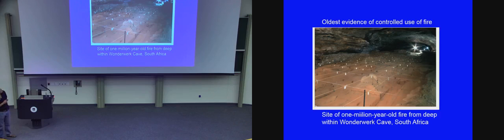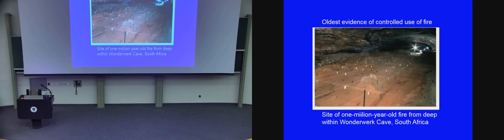That's the entrance where the light's coming through. So it's an unusually deep cave. It goes far into the rocks. And it's been known about for a long time, but only recently have people realized that there were deposits in here where, through careful analysis, you could see that there had been a fire there. And that has been dated to 1 million years old.